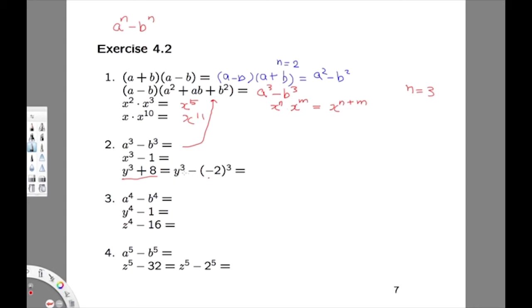That's why you can apply the formula to get, in this case, y minus 2, and then y squared plus, say, y times minus 2 plus minus 2 to the second power. Okay.